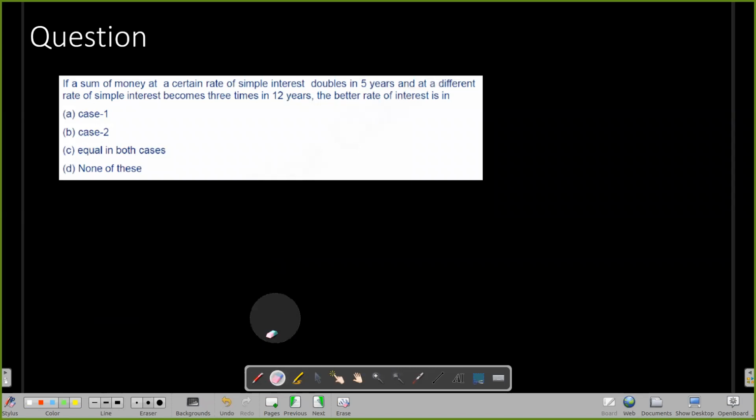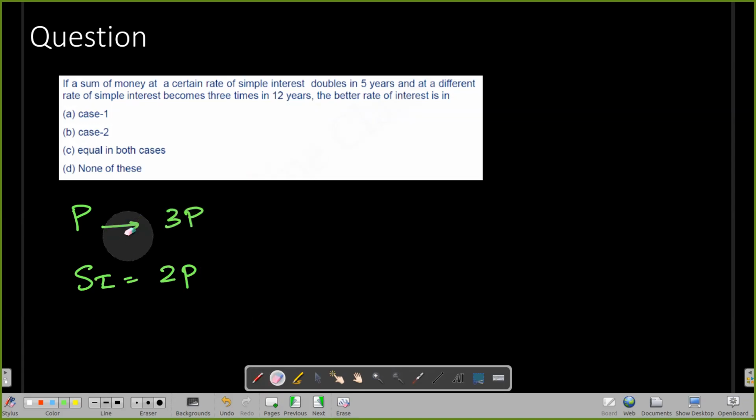So likewise, in the second case, it is given this money triples itself. It becomes 3 times itself in 12 years. So P grows and becomes 3P. So you can see that here the simple interest will be how much? It is equal to 2P. Got it? That is 3P minus P, that is equal to 2P.